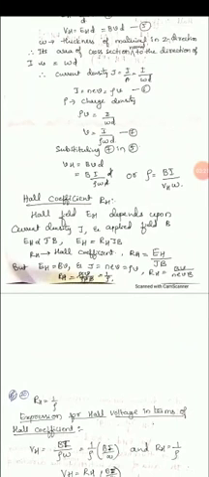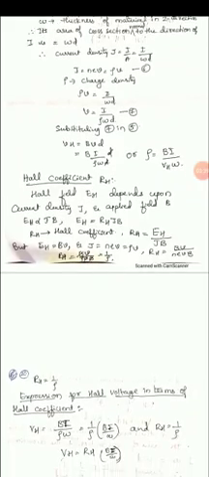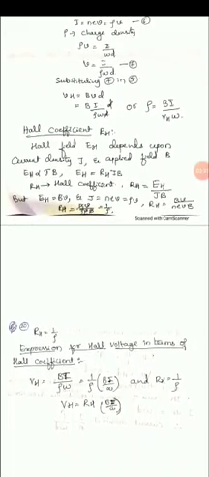Substituting in the expression VH is equal to BVD, that is equal to B into I divided by rho W D. D cancels, so therefore rho is equal to BI divided by VH W.